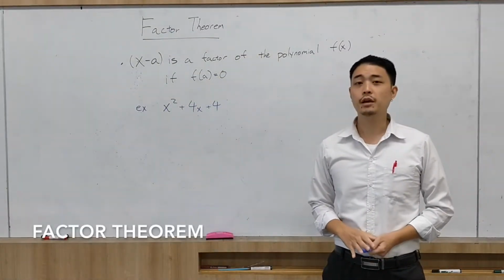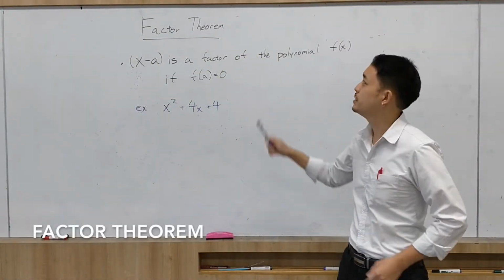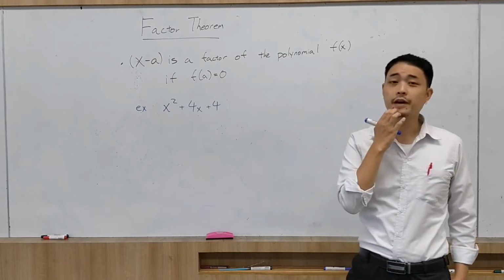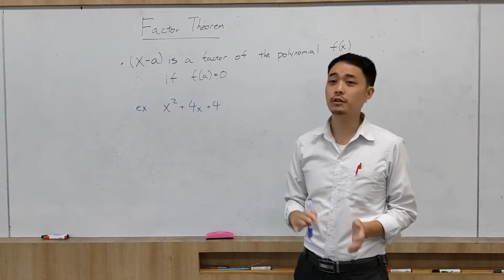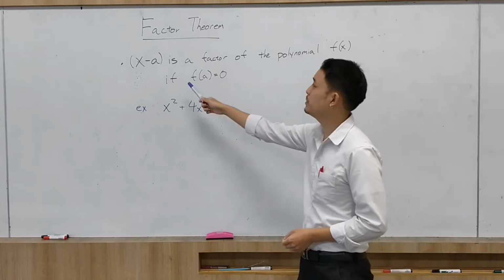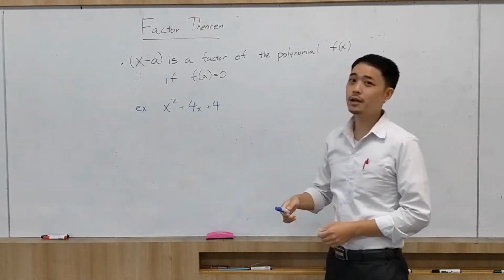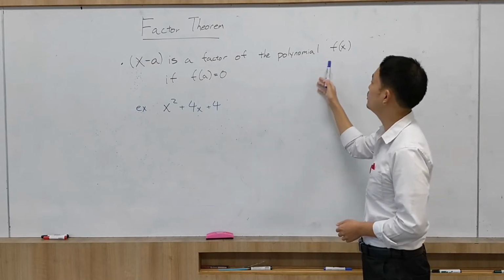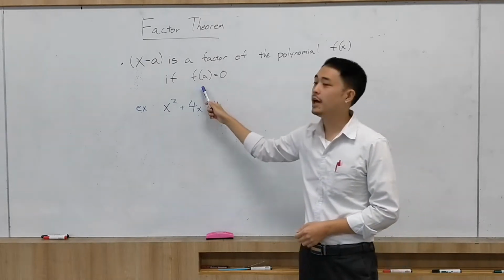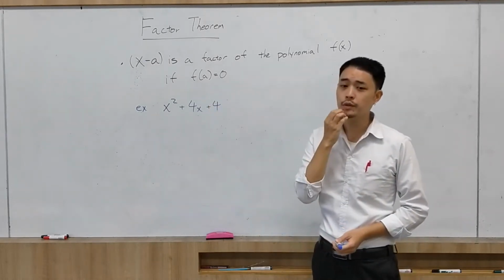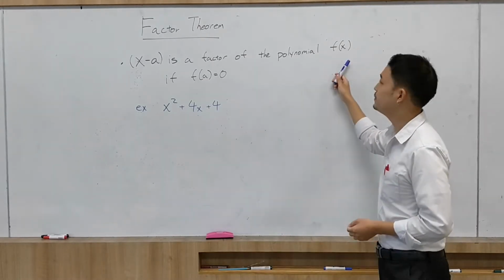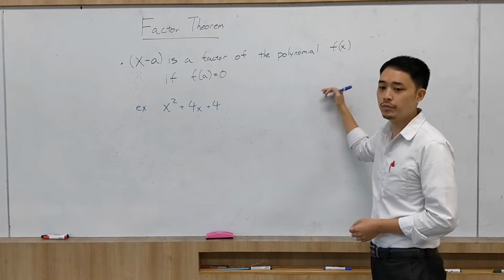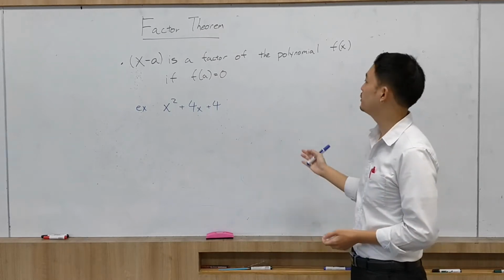Guys, so for today what we're going to focus on is the factor theorem. Now the factor theorem is just an extension of the remainder theorem which you learned in the last lesson. And the factor theorem basically says that x minus a is a factor of the polynomial f of x if f of a is equal to 0. So basically, if the remainder of the division is 0, then that means we have a factor of the polynomial.